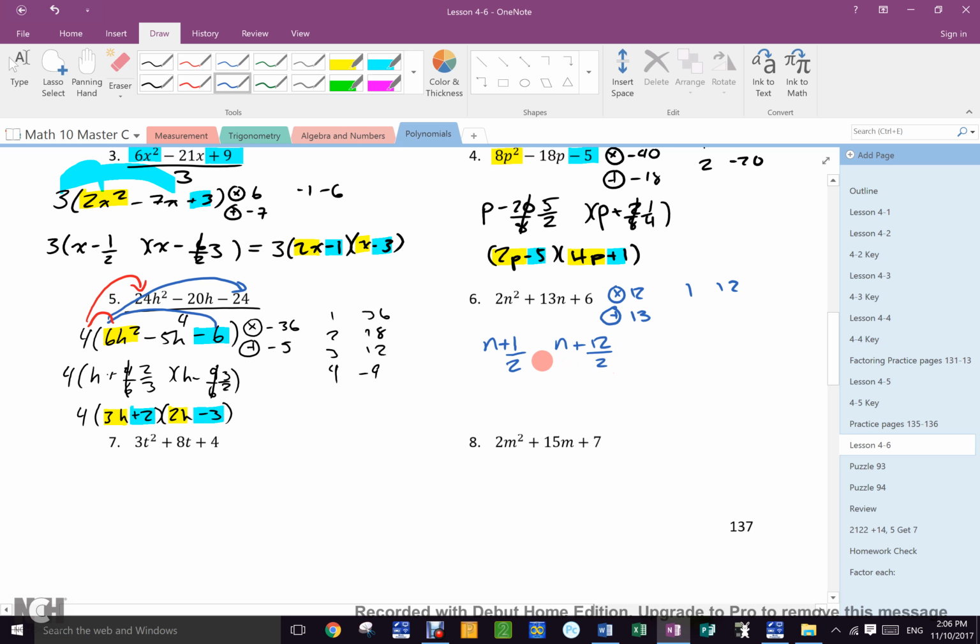Then simplify. Does that simplify? No. So it's 2n plus 1. Does that simplify? 12 divided by 2? 6. So that's n plus 6. Because 12 divided by 2 is 6. Then we check. Is 2n times n 2n squared? Yep. Is 1 times 6 positive 6? So we're right. Done. Finished. Kaput. Is everybody good?